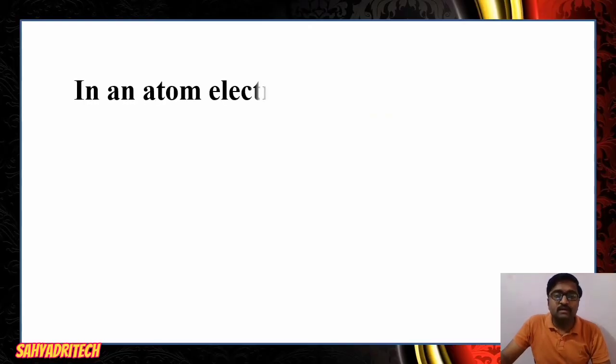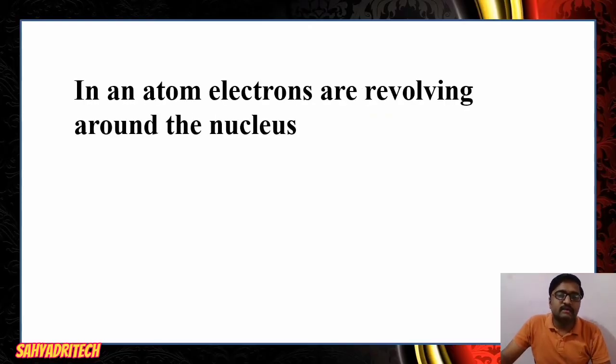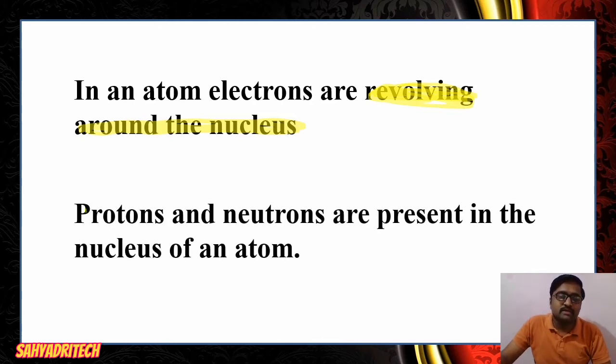species. Coming to the atom, we know that in an atom, the electrons are revolving around the nucleus. We already specified it: electron is one of the fundamental particles, and it is revolving around the nucleus. That is, in an atom, electrons are revolving around the nucleus. And the other two fundamental particles, what are those? Protons and neutrons. Where are they present? They are present in the nucleus of an atom. They constitute the nucleus of an atom.